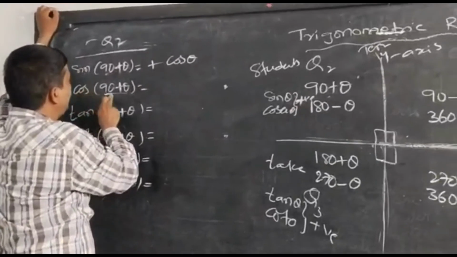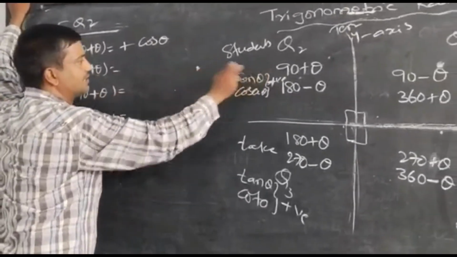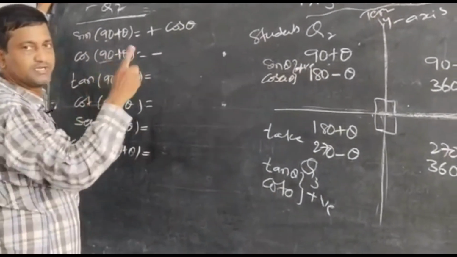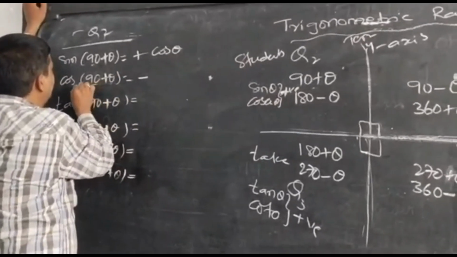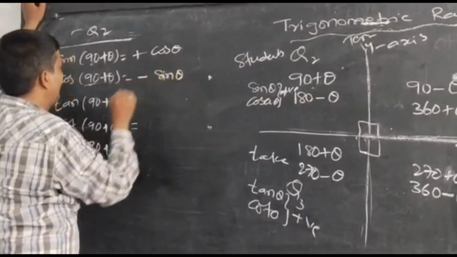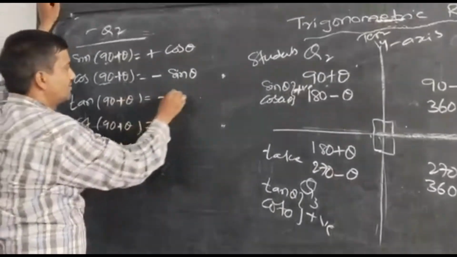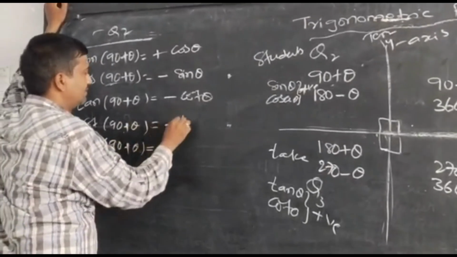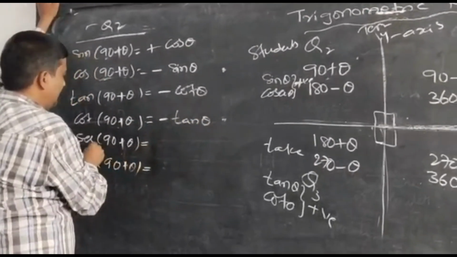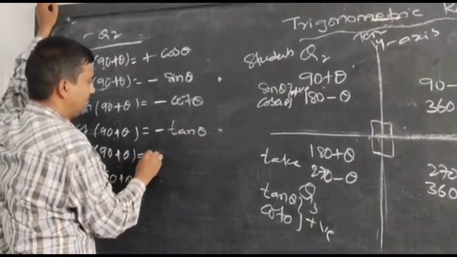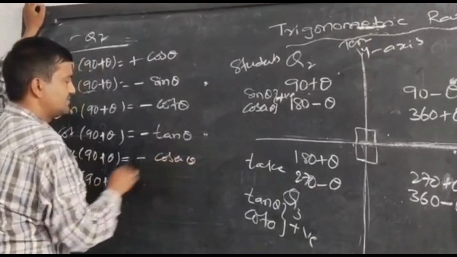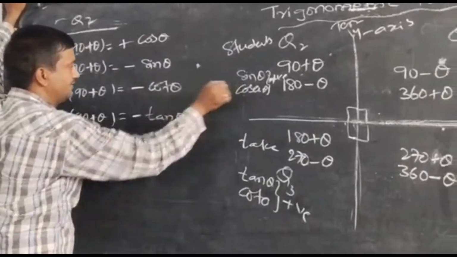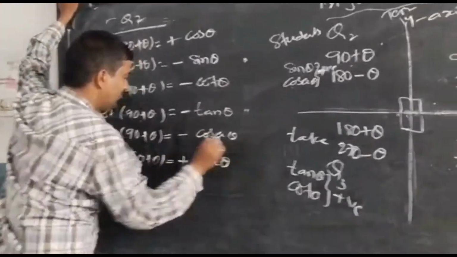Next, cos 90 plus theta. 90 plus theta lies in the second quadrant. In the second quadrant, cos is negative. Only sine and cosec are positive, the rest are negative. And the angle is 90. The nearest ratio of cos is what? Sin theta, with a minus. Tan 90 plus theta is minus cot theta. Cot 90 plus theta is minus tan theta. Secant 90 plus theta: the nearest ratio of secant is cosec, and it is minus. Cosec 90 plus theta is plus, because cosec is positive in the second quadrant. So it is secant theta.